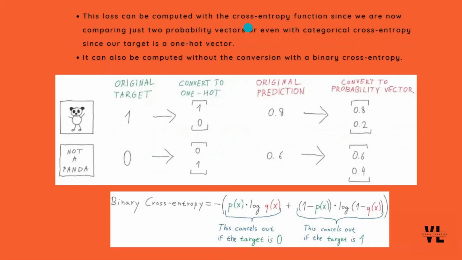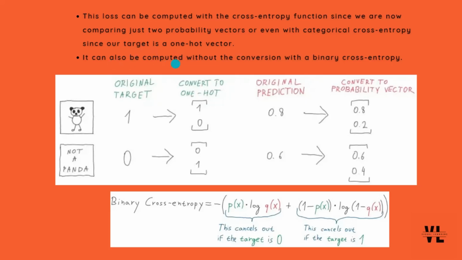This loss can be computed with a cross-entropy function, since we are now comparing just two probability vectors, or even with categorical cross-entropy, since our target is a one-hot vector. So the cross-entropy, categorical cross-entropy, and binary cross-entropy functions are basically built on top of one another. So the negative log likelihood might be changed into a binary cross-entropy problem when we deal with binary targets. And we will see about the categorical cross-entropy, but basically what this is saying is we can assume that the cross-entropy functions are built on top of one another.